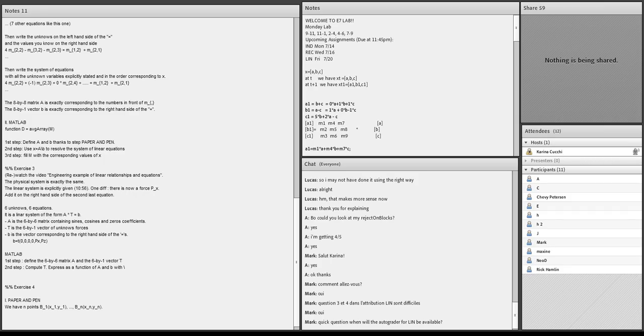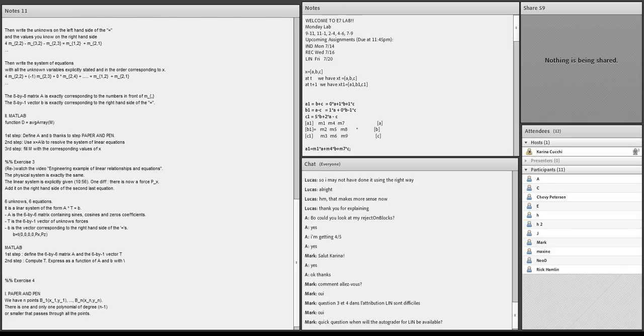So you will see, or maybe you have already seen, that there is a very nice property: there is one and only one polynomial of degree n-1 or smaller that passes through all the points. So this is a very nice mathematical property. I don't know if you're familiar with it, but you can take it as granted. And what we want to do in this exercise is find the coefficients of this polynomial.